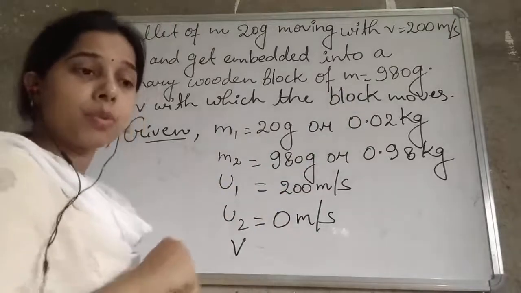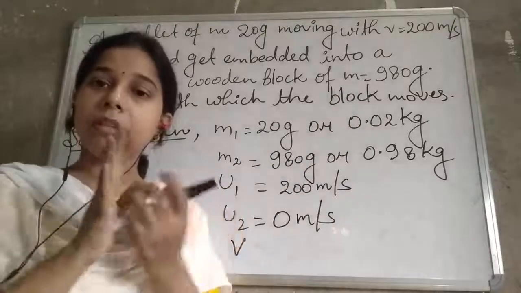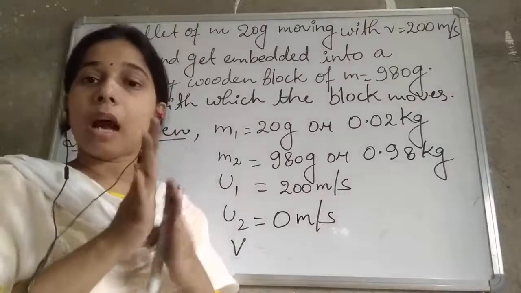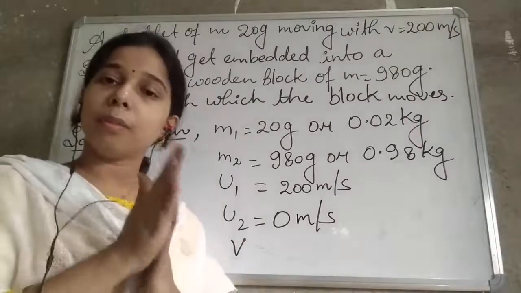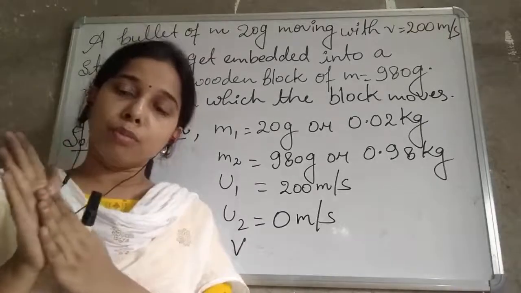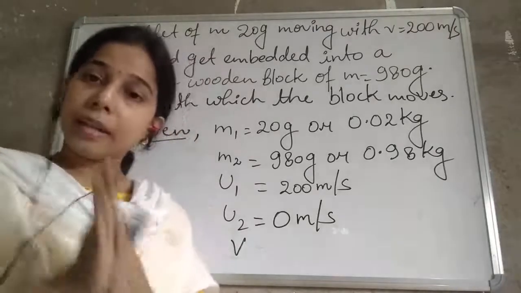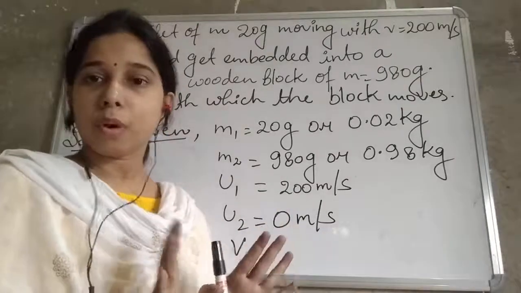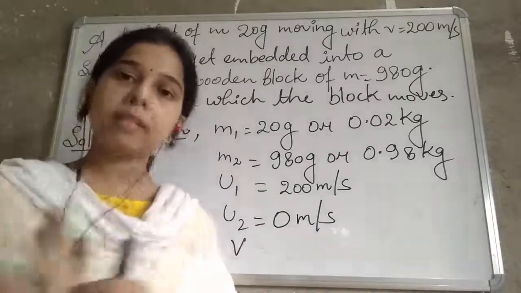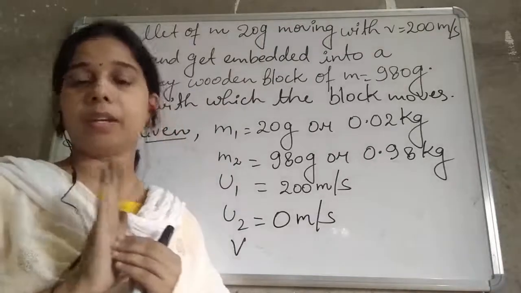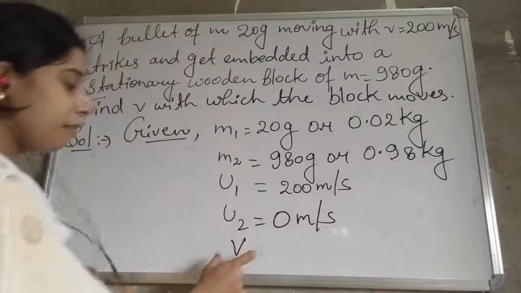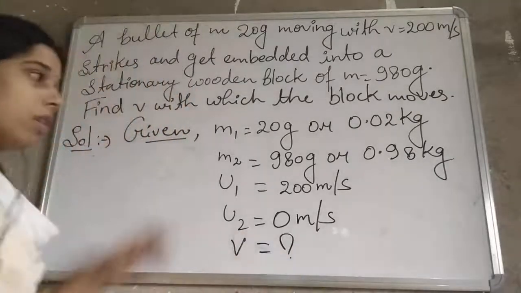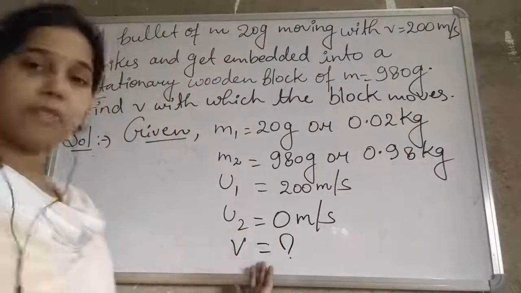Now you see here student, when they collide with each other, the bullet gets embedded into the wooden block. It means now the bullet as well as the wooden block, both of them are moving together. So collectively their velocity will be v rather than v1 and v2, because both of them are now moving with the same velocity. So we will find v instead of v1 and v2. All the things are given here. We have to find the final velocity.